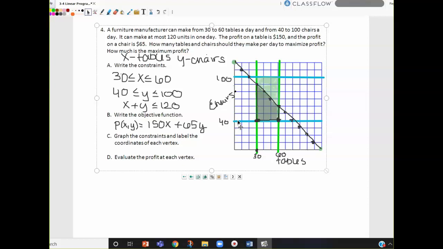Now the vertices are always going to be my min or max possible solutions. This asks me to graph and label the vertices. So I have a vertex at 30, 40. We have a point at 60, 40. We have a point at 30, 90. And a final point at 60, 60.